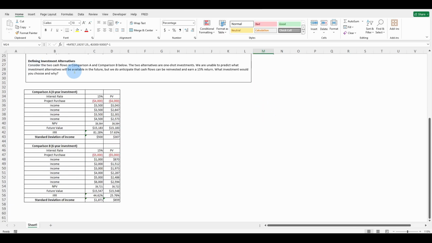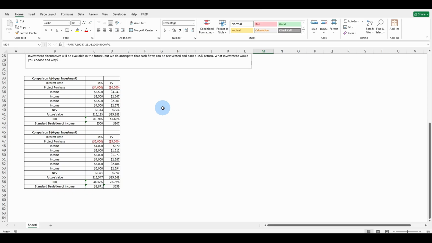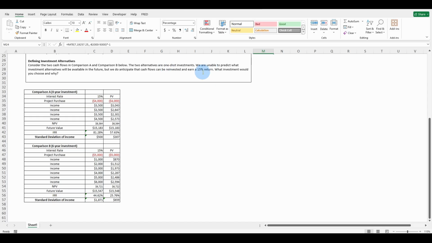Lastly, consider the two cash flows and comparing A and B below. The two alternatives are one-shot investments. We're unable to predict what investment alternatives will be available in the future, but we do anticipate that cash flows can be reinvested and earn a 15% return. What investment would you choose and why? Keep in mind, we're looking at the reinvestment rate.